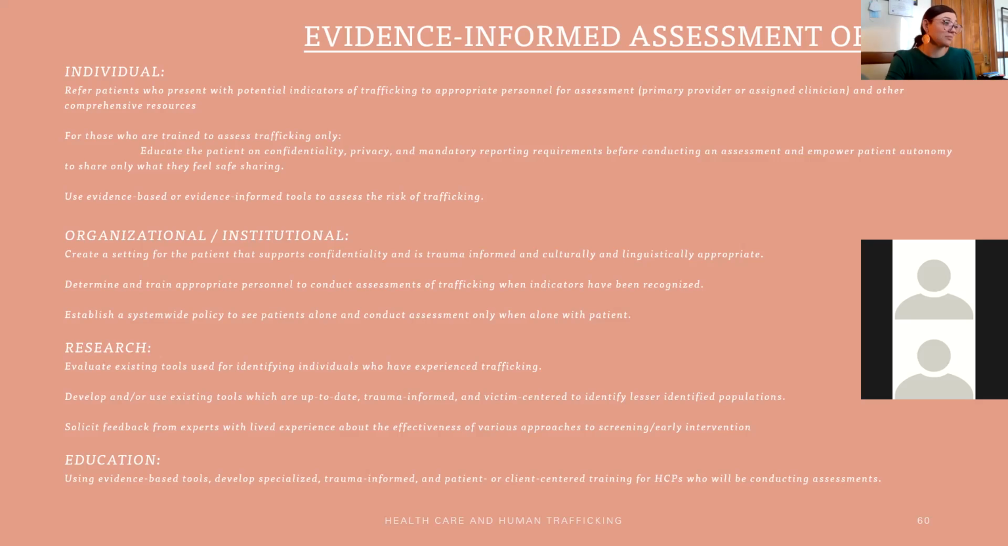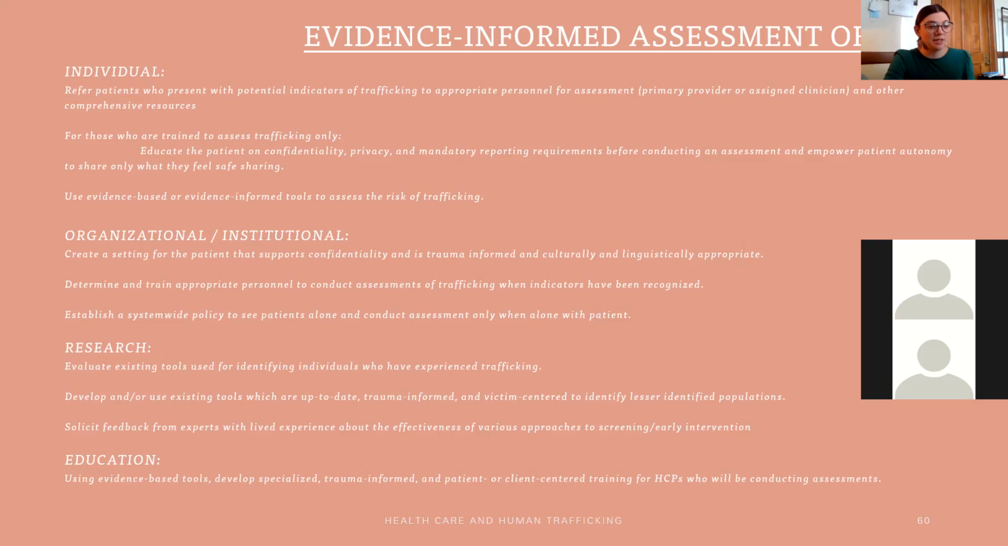Determine and train appropriate personnel on conducting these assessments when indicators have been recognized, and train people on indicators. Do you know what the indicators are? Do the other folks in your office know what those indicators are? If not, how are you going to do an assessment, right? You need to understand these in order to properly provide comprehensive services to folks who've experienced trafficking. And establish a systems-wide policy to see patients alone, right? Again, not in place. See if you can get it in place.